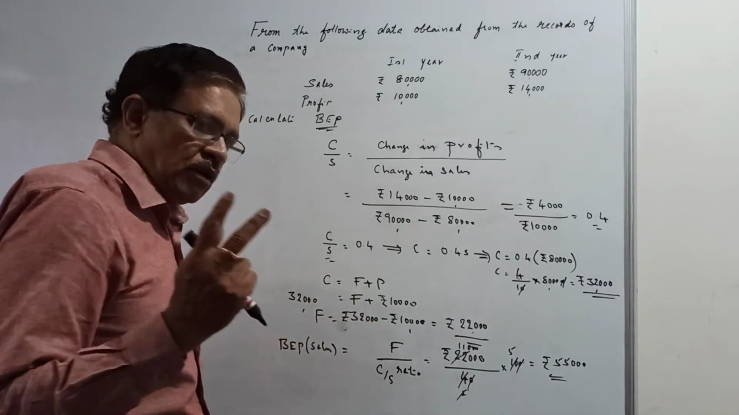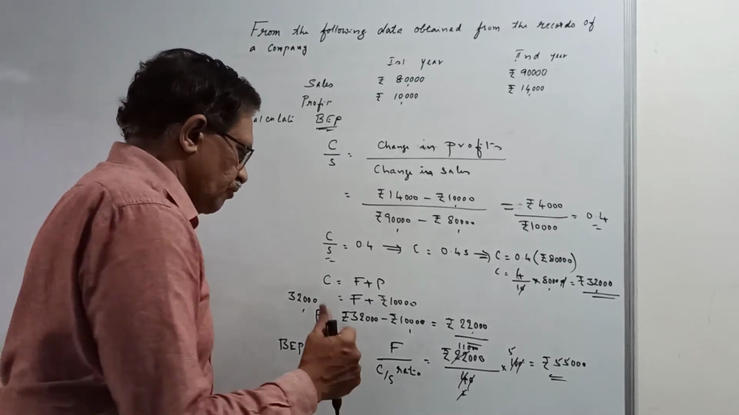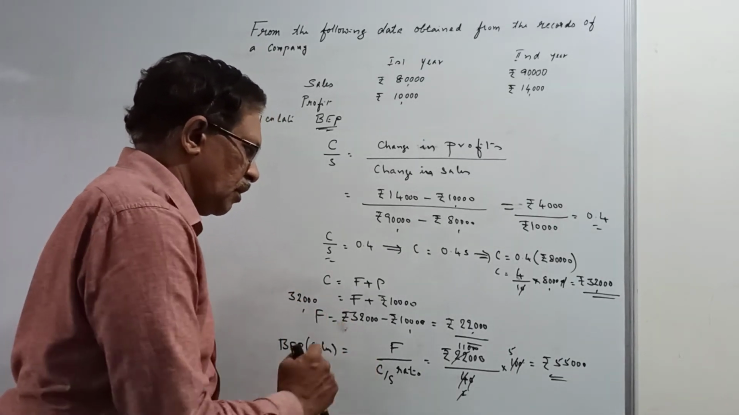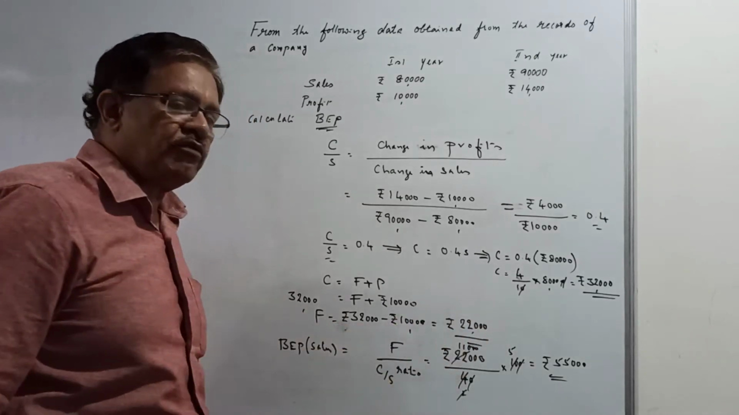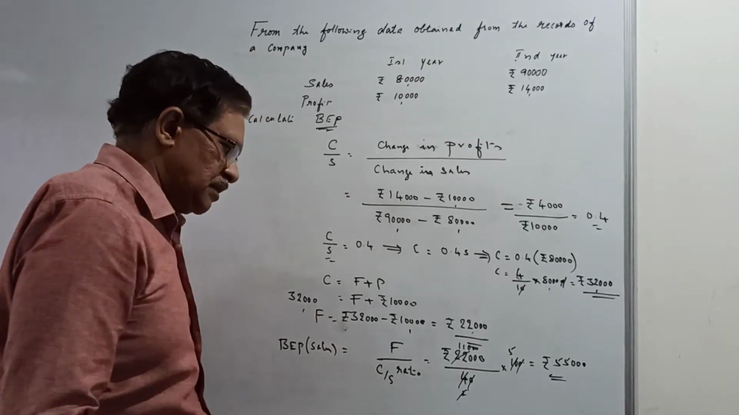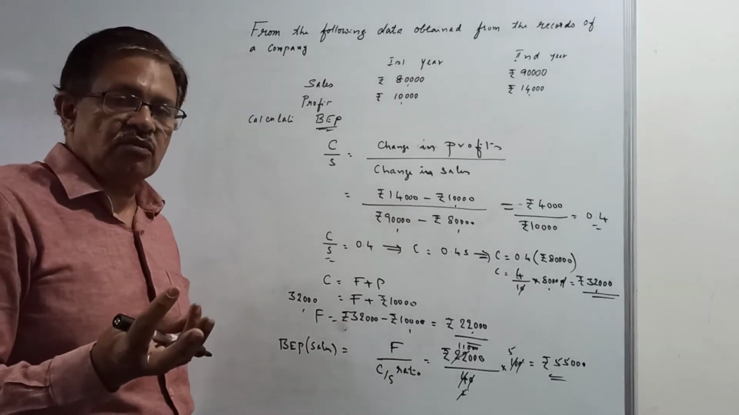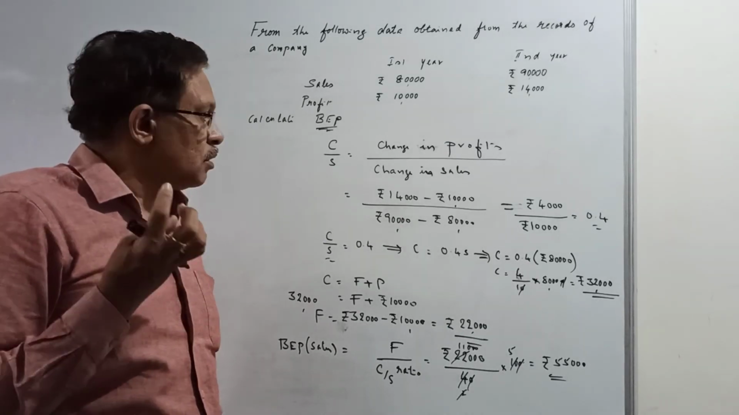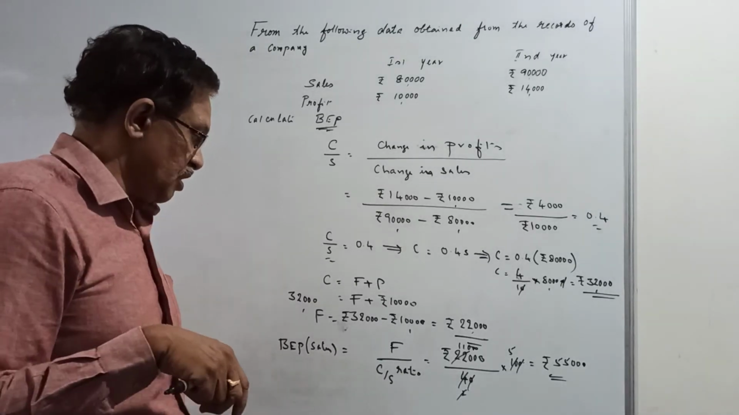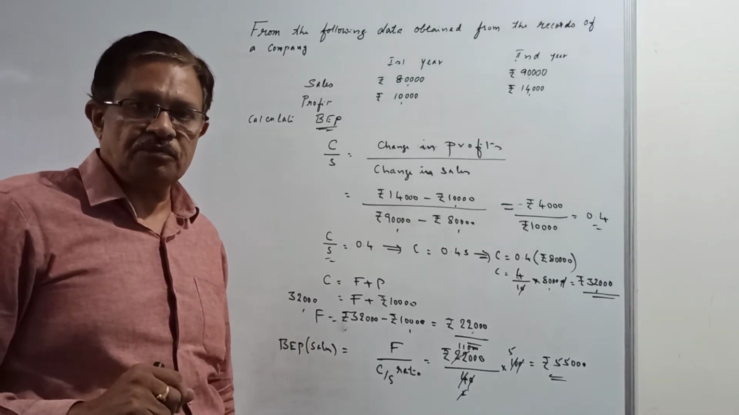The two things are crucial. One, we need to find out F. Two, we need to find out C by S. Unless these two factors are there, we will not be in a position to find out the break-even point. Either you have to have C by S knowledge, or we should have the information with regard to sales and variable cost. Otherwise, we will not be in a position to find out the C by S ratio. This concludes the problem. Thank you.